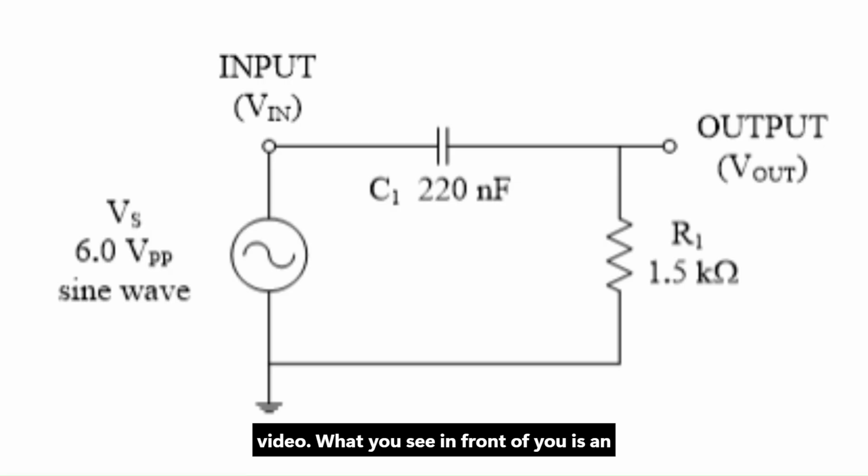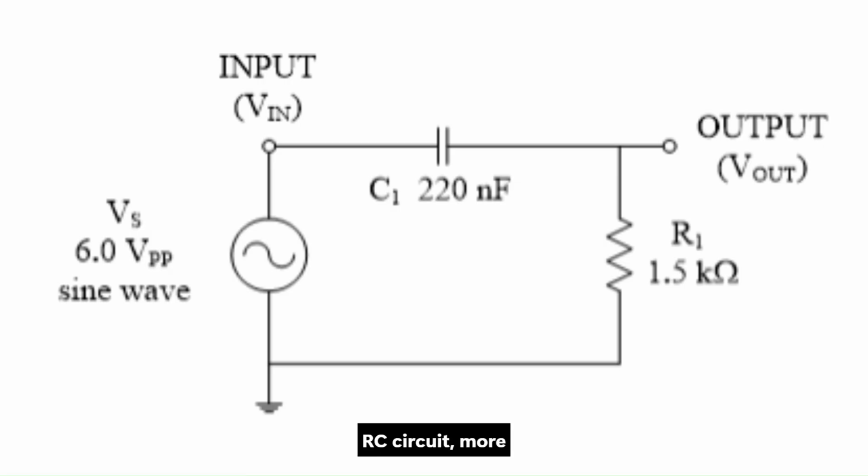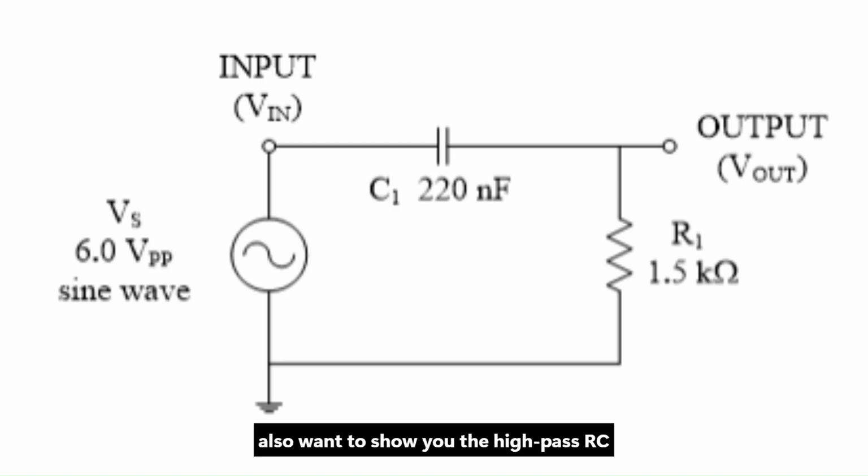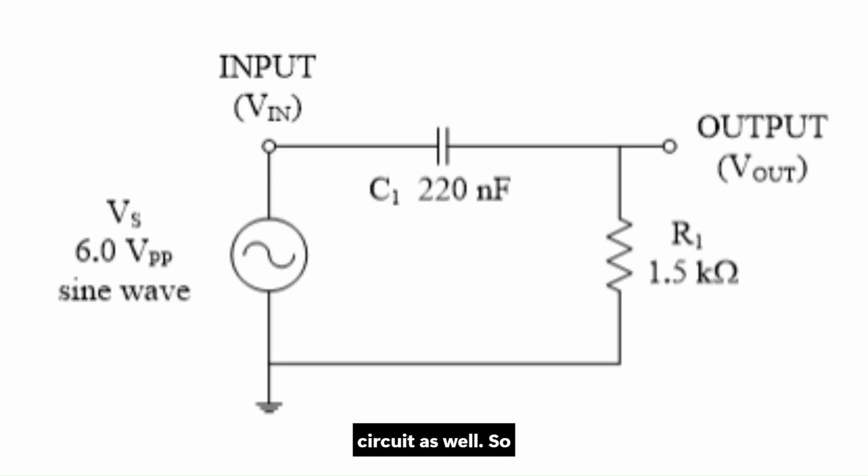What you see in front of you is an RC circuit, or specifically a low-pass RC circuit. I will show you how these filters show up in a graph in oscilloscope, and I also want to show you the high-pass RC circuit as well.